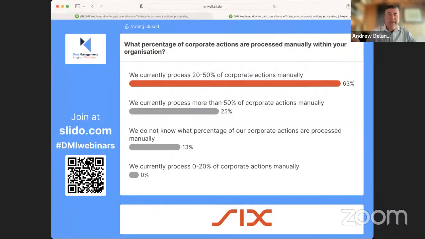So this was the first poll, and we're looking at, let's see, we currently process 20 to 50% of corporate actions manually. Interesting result. We don't know what percentage of our corporate actions are processed manually. It's a small number. Guys, any thoughts on that? Is this what you would expect to see?